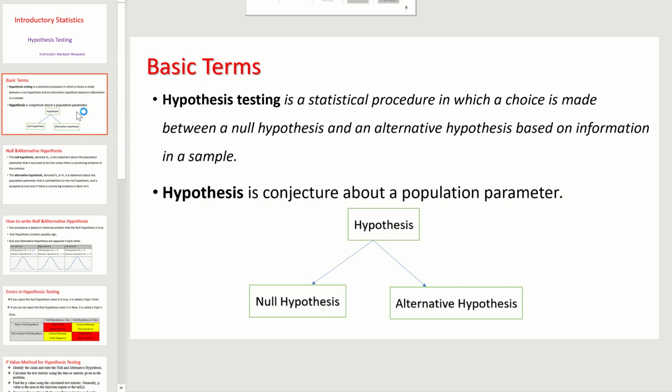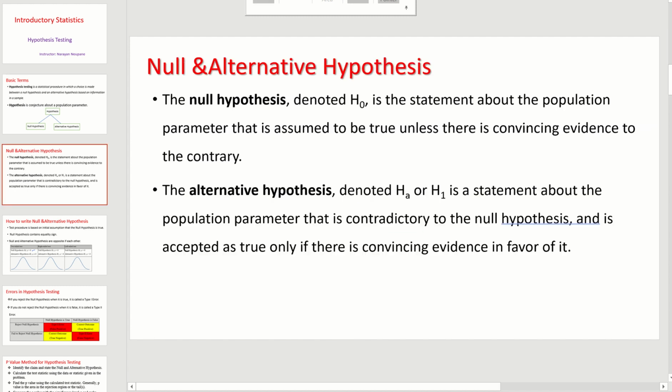But what actually is a hypothesis? A hypothesis is a conjecture about the population parameter. So by performing the hypothesis testing, we are making some conjecture about the population parameter. And for that, we write a statement called a hypothesis. And from here, we have clearly seen that the hypotheses are of two types, the null hypothesis and the alternative hypothesis.